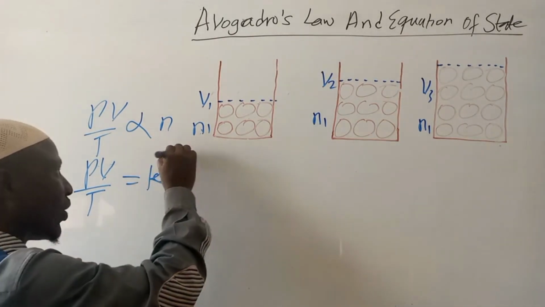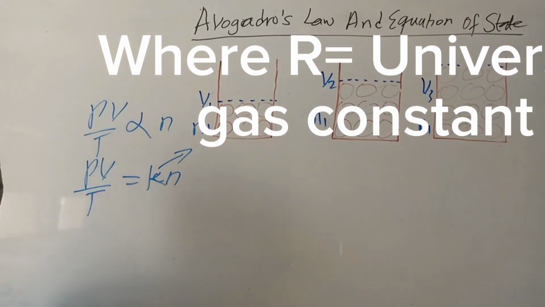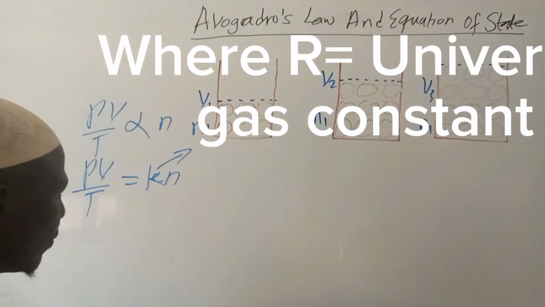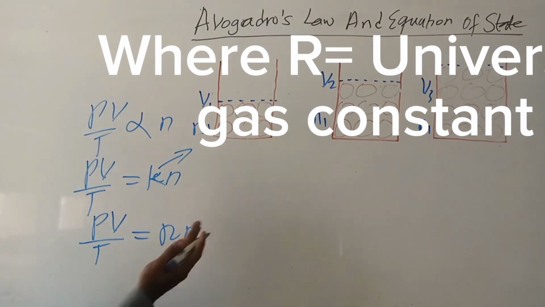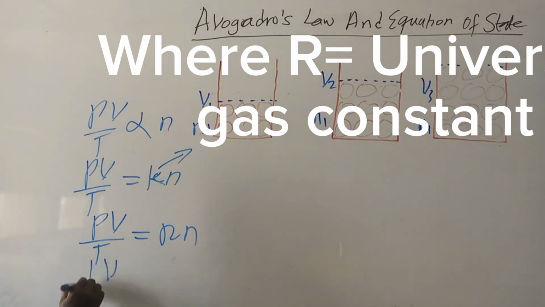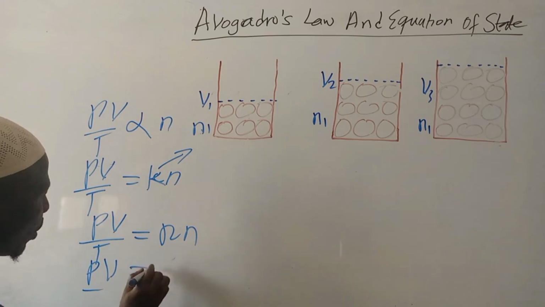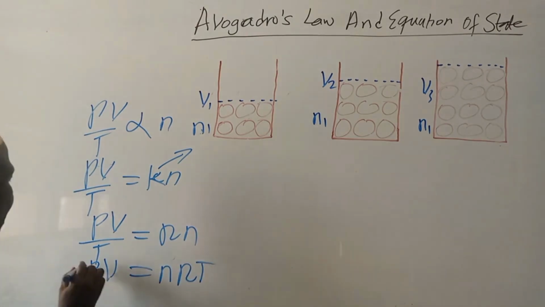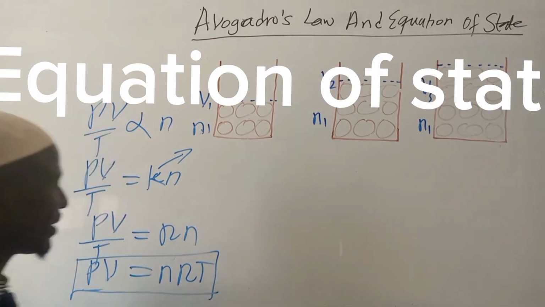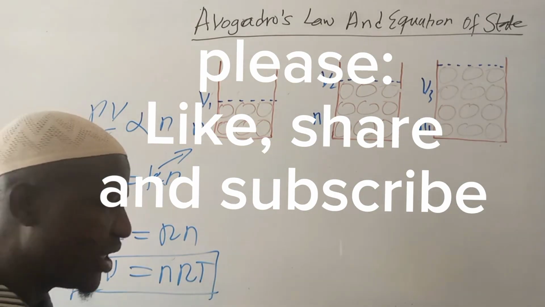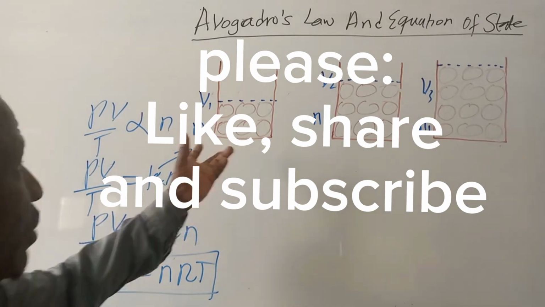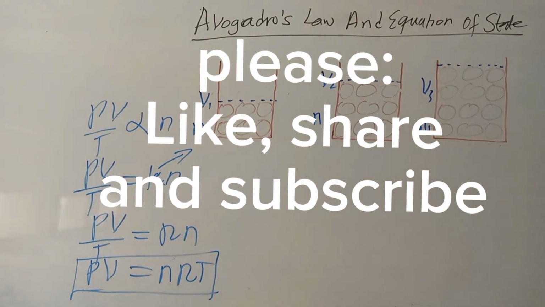Then the constant under this general gas law is called the gas constant, which is represented with R. Therefore we have PV over T is equal to nR. Then when you cross multiply, you get PV is equal to nRT, and this is called the equation of state, where P is pressure, V is volume, n is the number of moles or amount of substance, R is the gas constant, and T is temperature. So this is the summary of Avogadro's law and the equation of state.